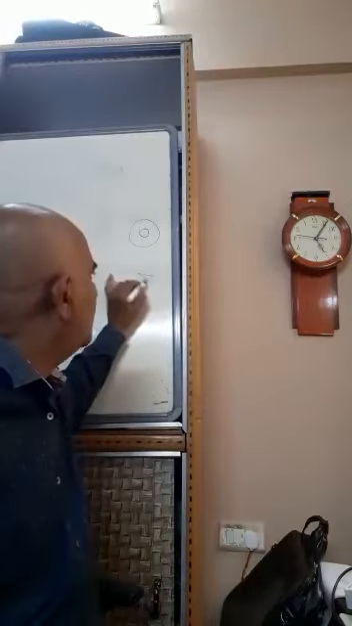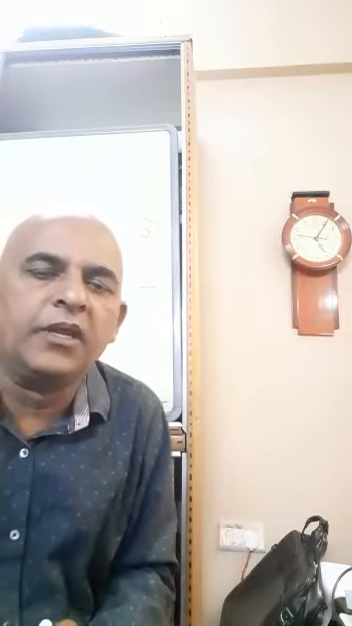That number of protons inside the nucleus, or the number of electrons revolving around the nucleus, is called the atomic number Z. Atomic number is represented by Z. The number of protons inside the nucleus or the number of electrons revolving around the nucleus in an atom is called the atomic number. It is represented by the letter Z. Atomic number Z.